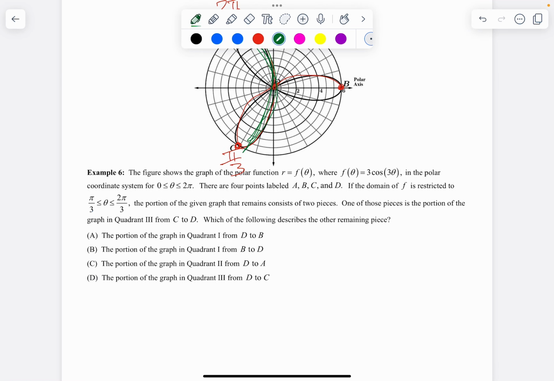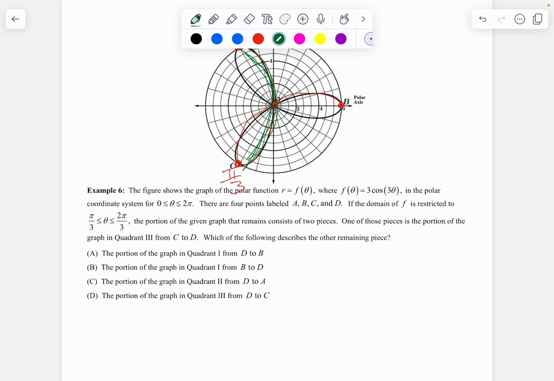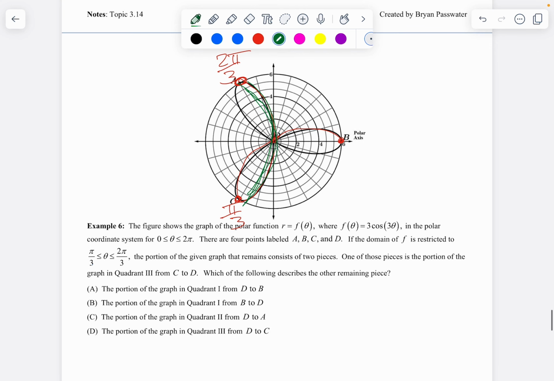Okay, so let's see what they say. One of those pieces is the portion of the graph in quadrant 3 from C to D. I think D is there at the pole and C is over here. Which piece is the other one? It's going to be from D. I can't see through all my mess. Okay. So basically what we wanted was this piece. It was from C to D and then from D to A. So quadrant 2 from D to A.